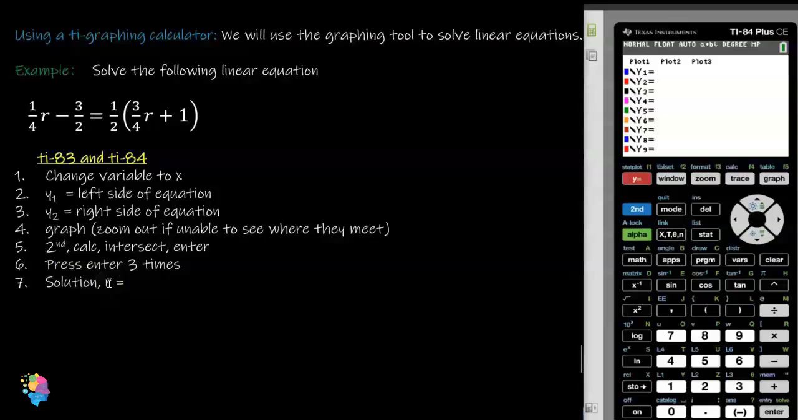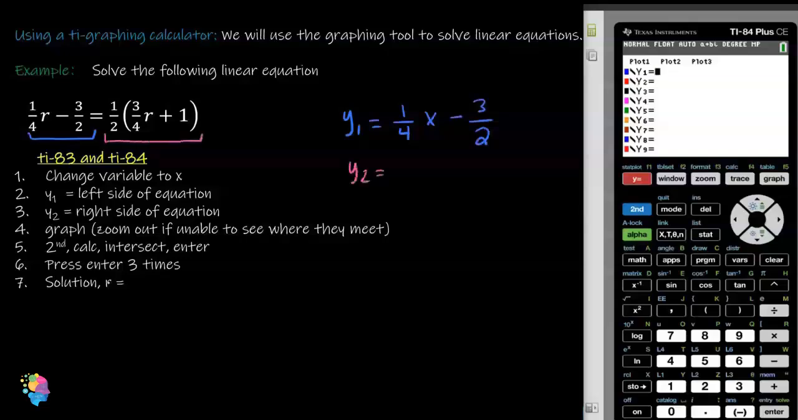So first, we're going to write the left side in y1, and I'm going to have to use x's. So this will be 1 over 4 x minus 3 over 2. Then I'm going to have to write in y2 the right side, this right here. So it's going to be 1 over 2 parentheses 3 over 4 x plus 1 and then close parentheses. So let's try it out.